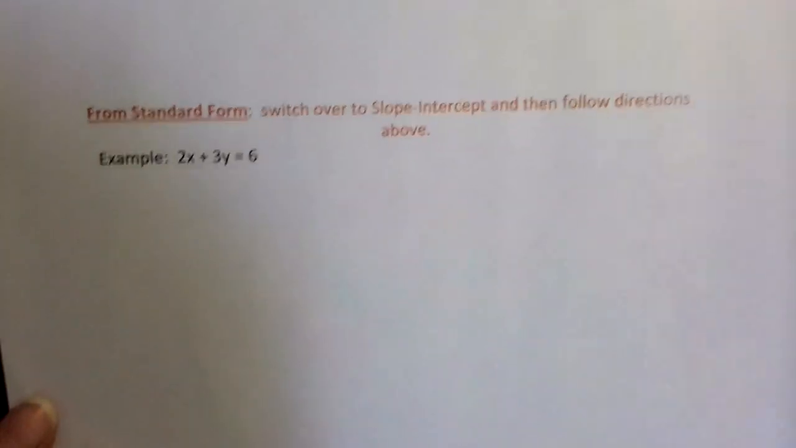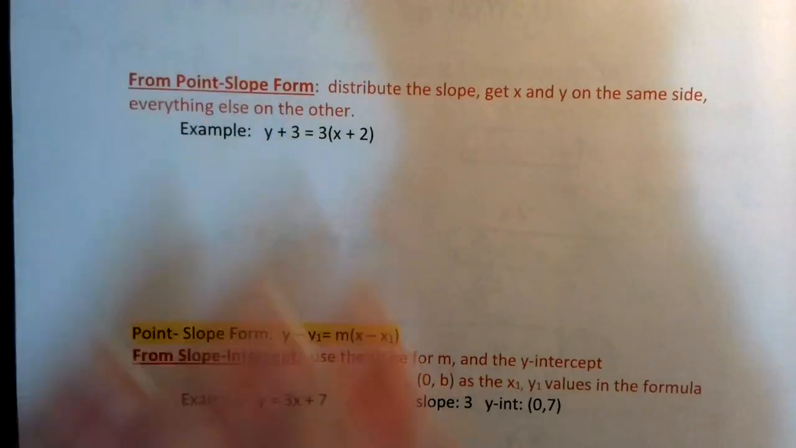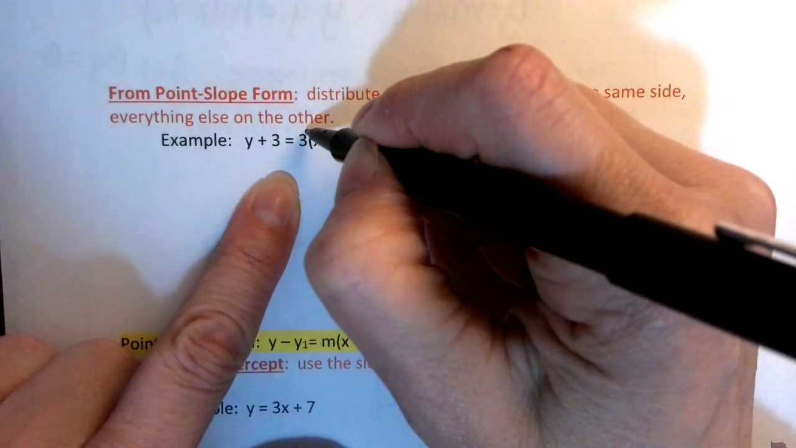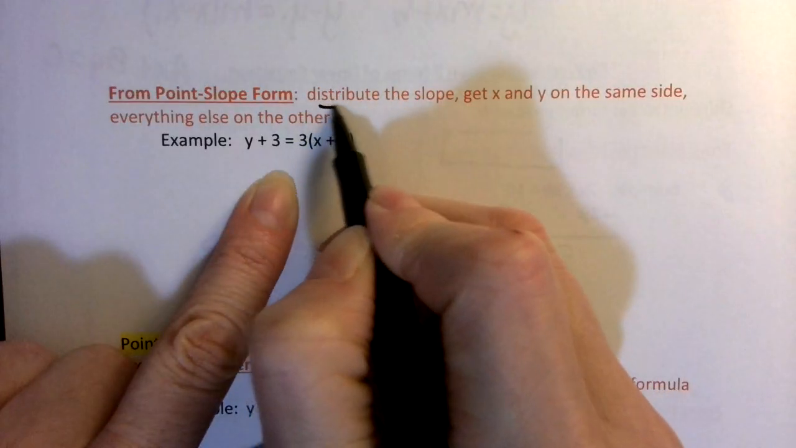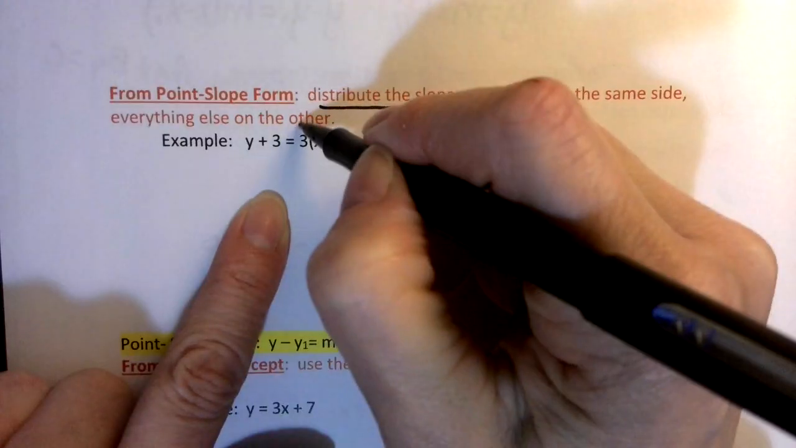All right, let's turn to the back side. We're going to do another standard form, but this time from point slope. Similar concept, you have to start with distributing first though. Your directions are right up here in red, letting you know every step.